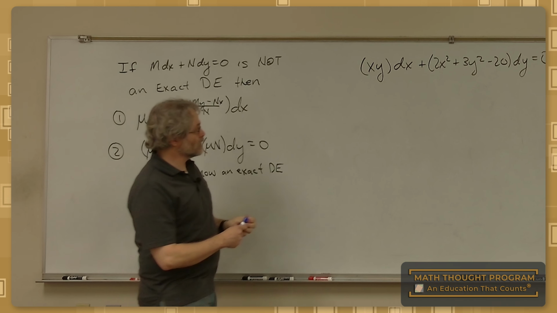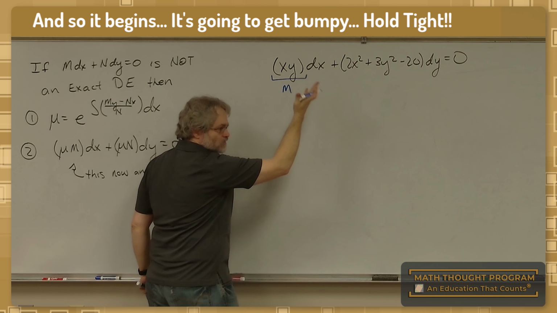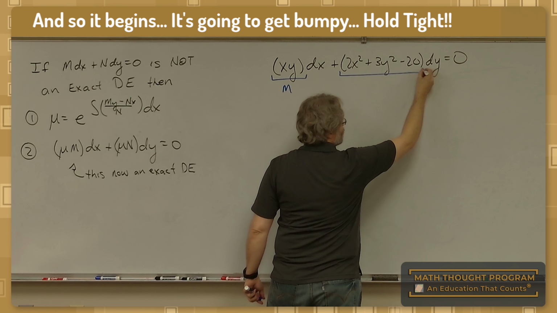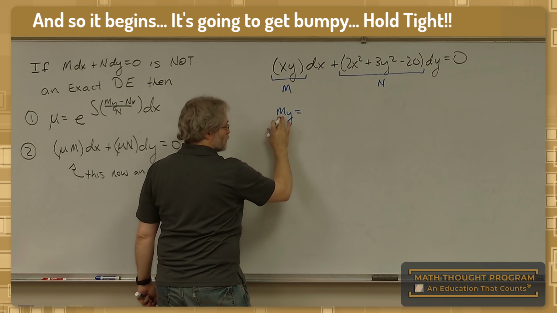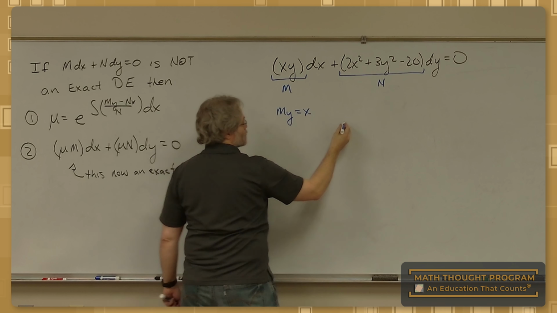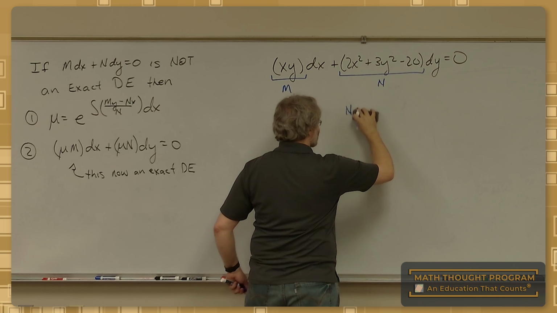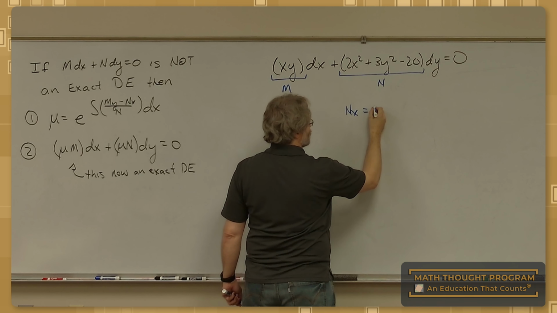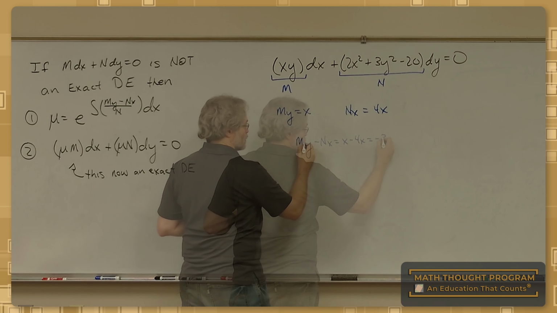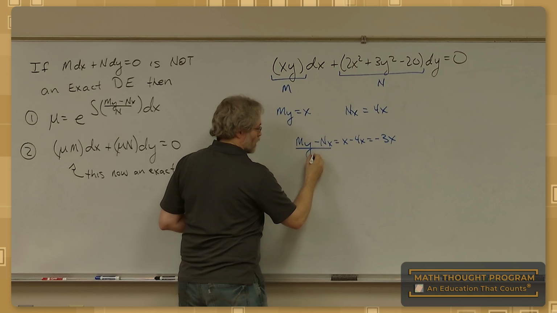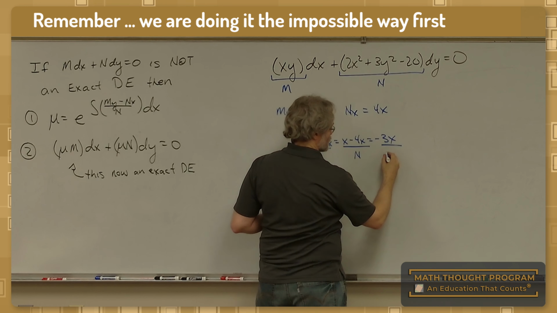So identify the m and the n. We're going to keep calling whatever's in front of dx, m, and whatever's back here, n. Calculate their partials. So the partial of m with respect to y, and over here, the partial of n with respect to x. That's going to be 4x. Okay, take the difference. Divide by function n. And n is going to be this crazy thing.